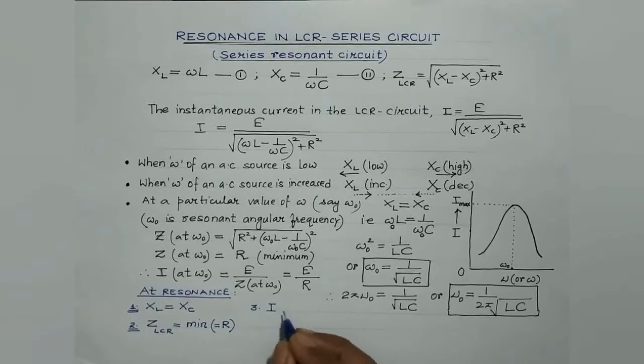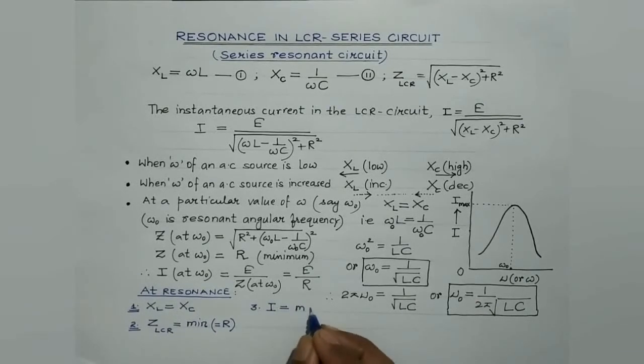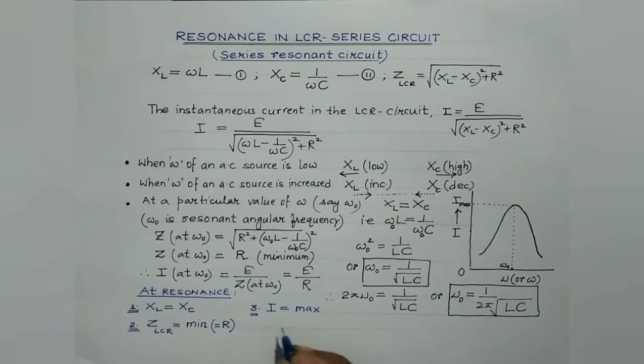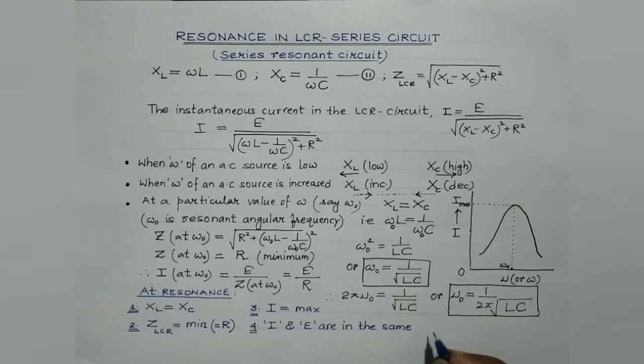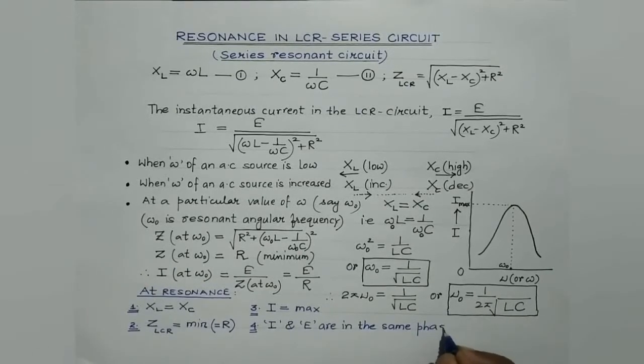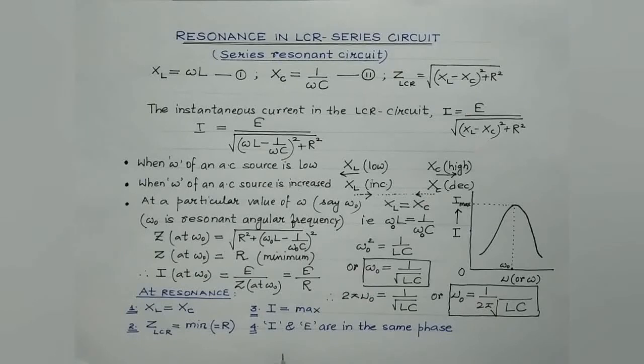Third point, students, current flowing in the LCR circuit is maximum. Fourth point, the LCR circuit behaves as a purely resistive circuit, that is, current and EMF are in the same phase. They are in the same phase or in the same state of vibration. So these are the conditions which are valid when the LCR circuit is at resonance condition.